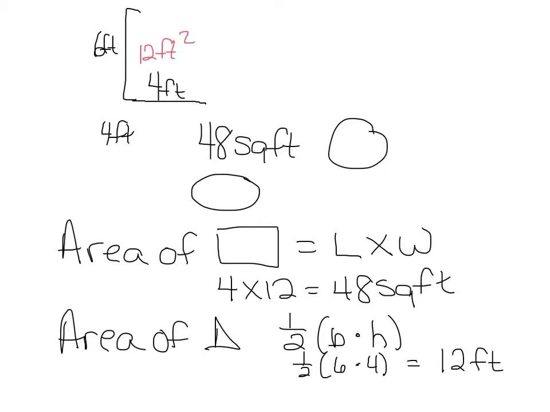Now in order to find the area of both, or the entire composite figure, we need to add 48 plus 12, and we will get 60 square feet. Hopefully that helps you, and you can go on with the next examples.